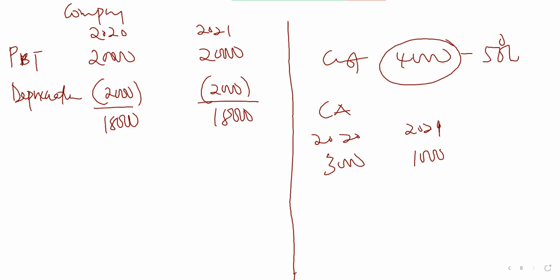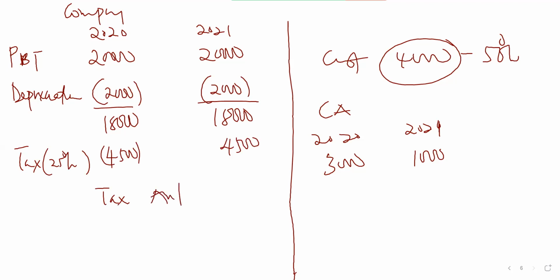So let's assume that our profit will be, let me put it, profit before tax and depreciation. Let's assume our tax rate is 25%. What will be the tax payable on the profit for the 2 years? 4,500. Okay, let's now come to the books of the tax authority.